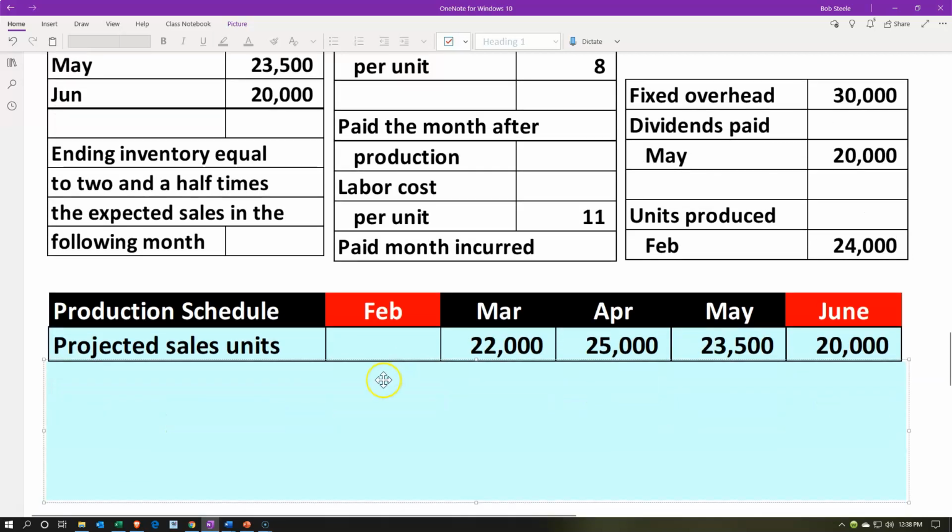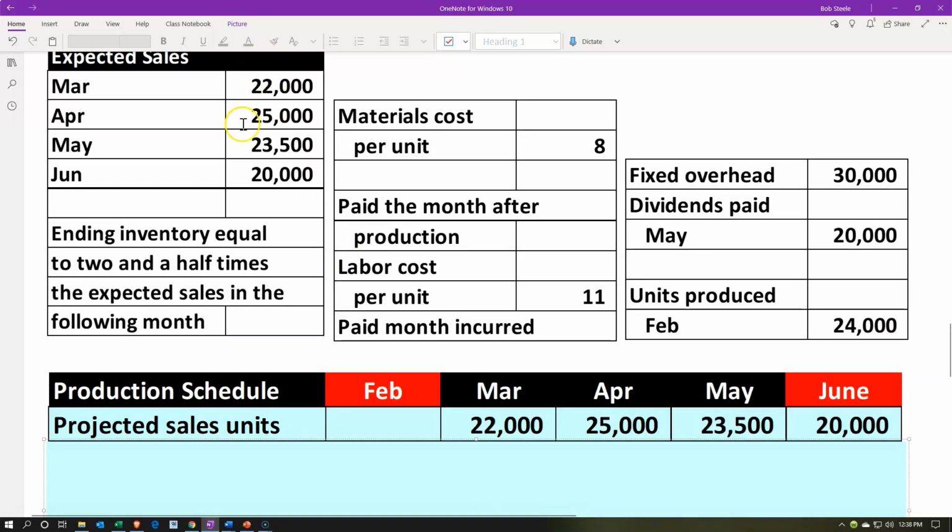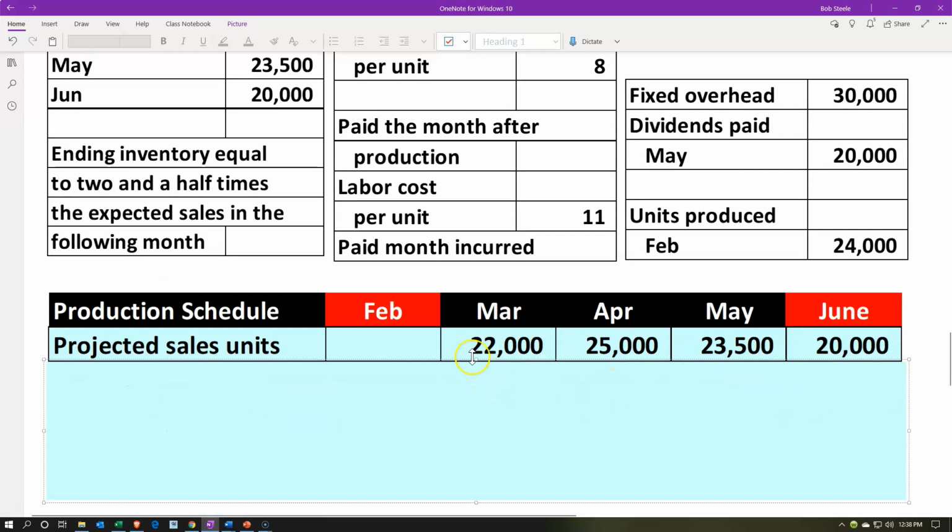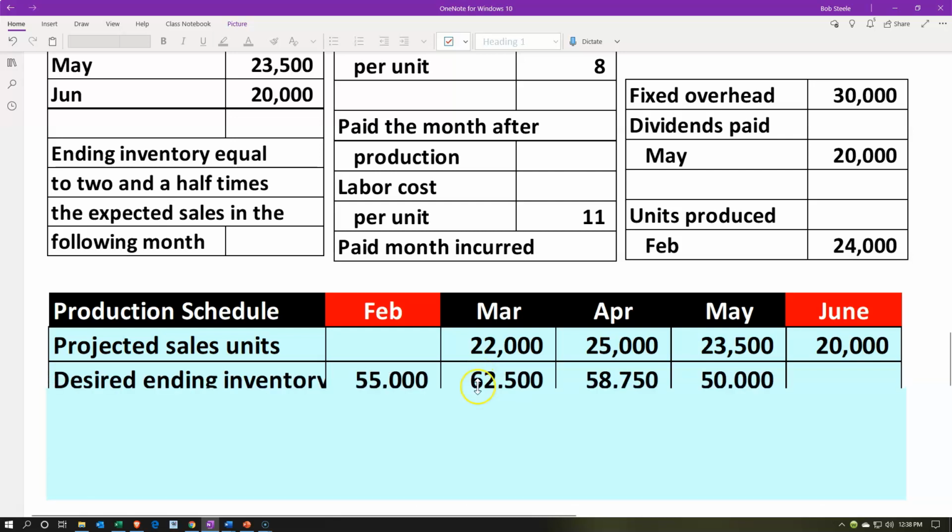Okay, so then we have the projected sales. So we've got the 22, the 25, the 23.5, the 20. That's going to be here in March, April, May, and June. These are the unit sales. Remember, these are the projected unit sales. We're doing our production schedule, meaning how many units do we need to produce? That starts with the sales in units that we're projecting. Then we need to add to that the desired ending inventory.